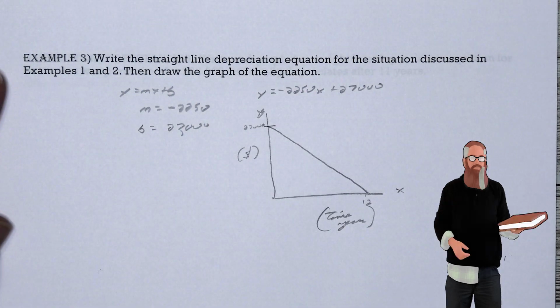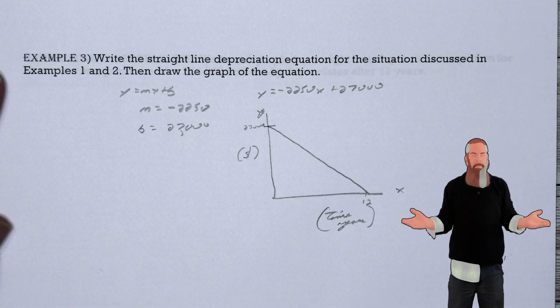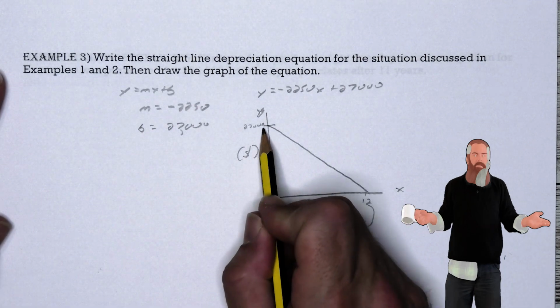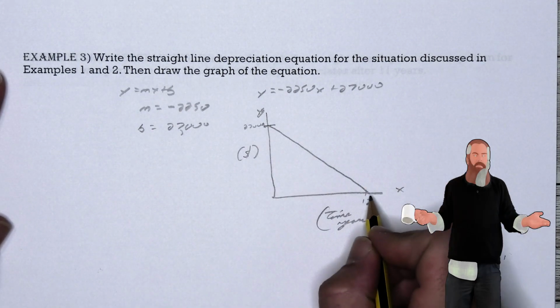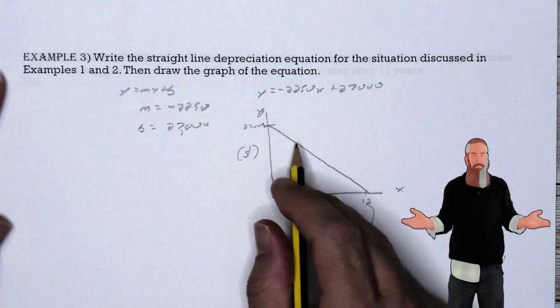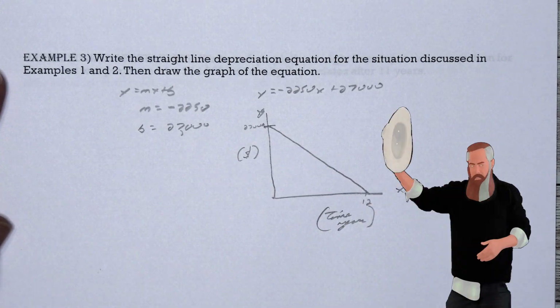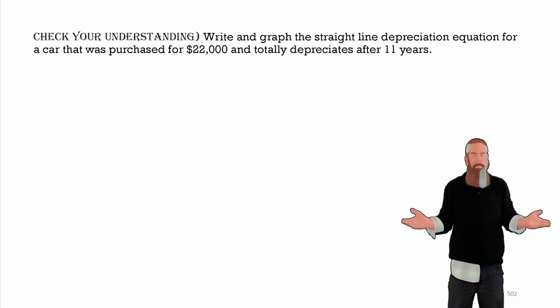So on our graph, the x-axis is time in years and the y-axis is dollars. We would be able to put 27,000 up as the y point and 12 as the x point. Connecting these with a straight line will show us the graph. Now let's check our understanding of this.